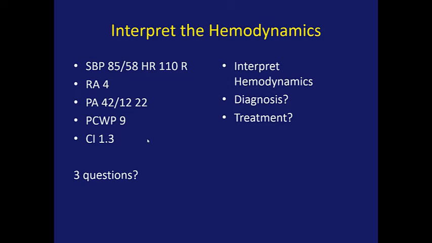Another one, we have a patient with a low blood pressure. He's tachycardic. RA pressure is 4. Wedge is 9. Cardiac index is 1.3. He's very sick. So if you were to use those, cold, wet, warm, how would you describe his hemodynamics? They have the worst outcome, right? All right. So what is this called? What do you want? 3 questions for him?